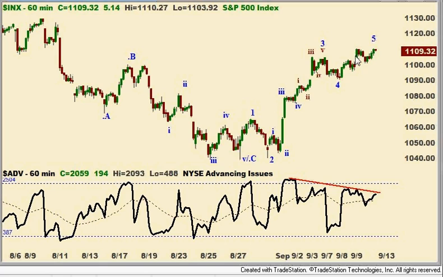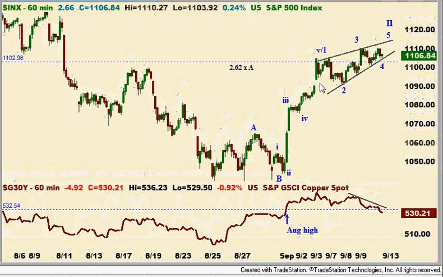And it's possible that we're carving out a fifth wave now, in which case a larger correction, a correction of this entire rally off of the late August lows, may be in the cards. At this point, I don't think it's clear which of these patterns is working. I would like to go over, though, a count that I think is not valid. I think I've seen this on the net.